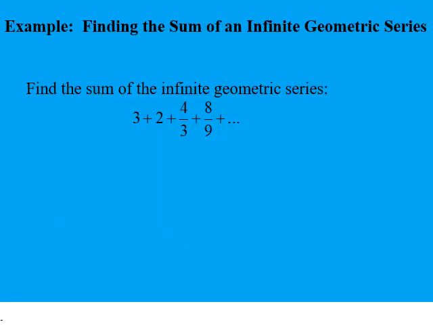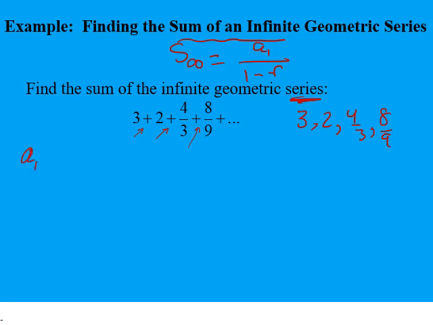First example: define the sum to infinity for a geometric sequence, which is A1 over 1 minus r, for this series. The difference between series and sequence is that in a series you have a plus or minus sign between each two consecutive terms. But in a sequence, I'm going to write it as 3, 2, 4 over 3, 8 over 9, and so on. So it's clear that the first term is equal to 3, and the common ratio is 2 divided by 3.